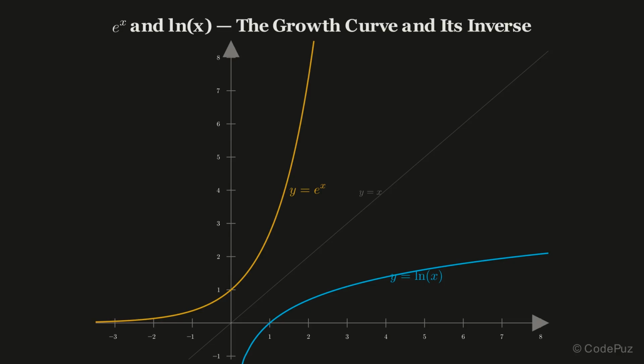Take the point x equals 2 on the exponential curve. e squared is approximately 7.4, that is the population at time 2. Now mirror that point across the line y equals x. You land on the logarithm curve at x approximately 7.4. The natural log of 7.4 is approximately 2. The exponential asked, after 2 units of time, what is the population? The logarithm asks, given a population of 7.4, how much time has passed? Same relationship. Opposite direction.